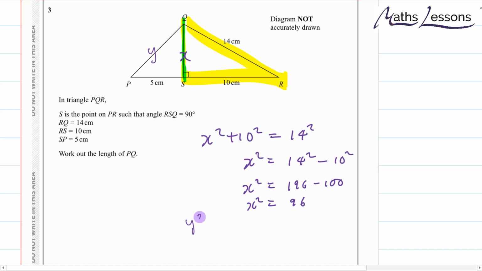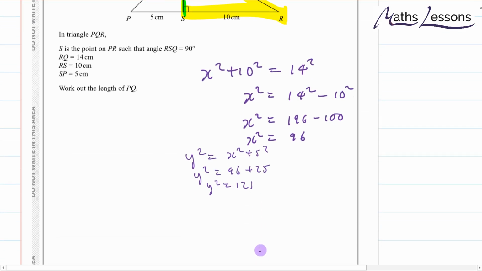So y squared equals x squared plus 5 squared. So y squared equals 96 plus 25. And we can see that y squared equals 121. And so that gives us y is equal to 11.